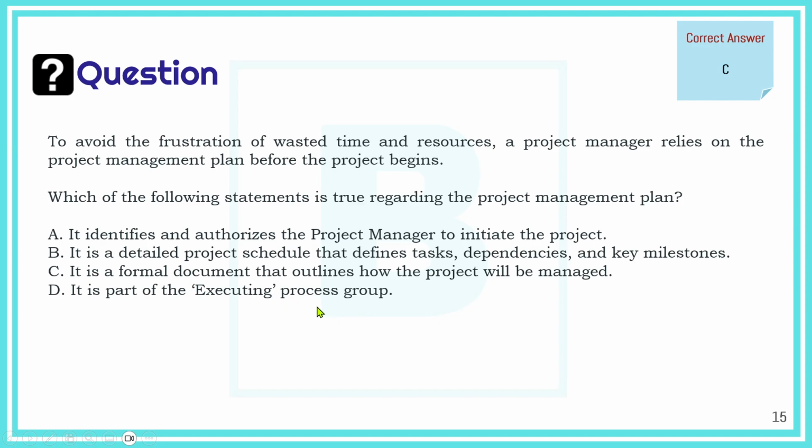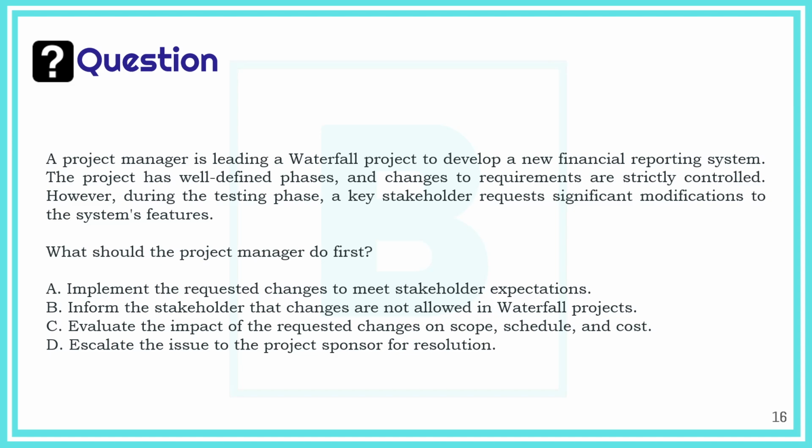Second question: a project manager is leading a waterfall project to develop a new financial reporting system. The project has well-defined phases, and changes to requirements are strictly controlled. However, during the testing phase, a key stakeholder requests significant modifications to the system's features. What should the project manager do first? Implement the requested changes to meet stakeholder expectations, inform the stakeholder that changes are not allowed in waterfall projects, evaluate the impact of the requested changes on scope, schedule, and cost, or escalate the issue to the project sponsor for resolution.